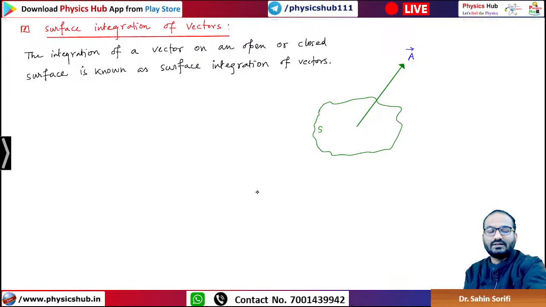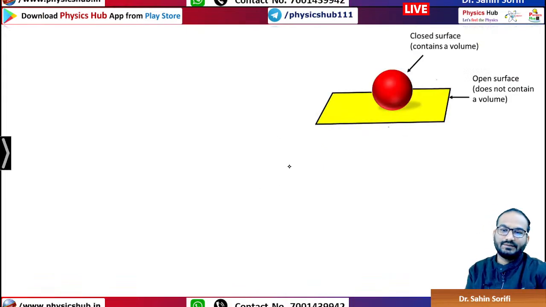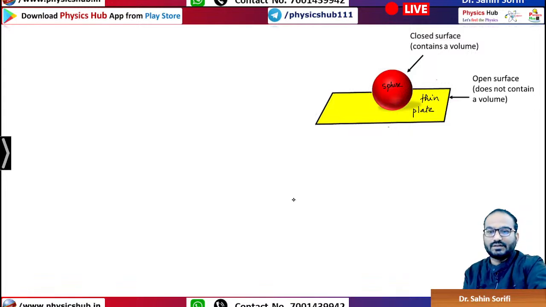To make you understand it more clearly, you can see this figure. This is a sphere. It contains some volume, so that is why it is a closed surface. This is simply a plate, does not contain any volume, that is why this is an open surface. Okay, thin plate. Understood the definition?